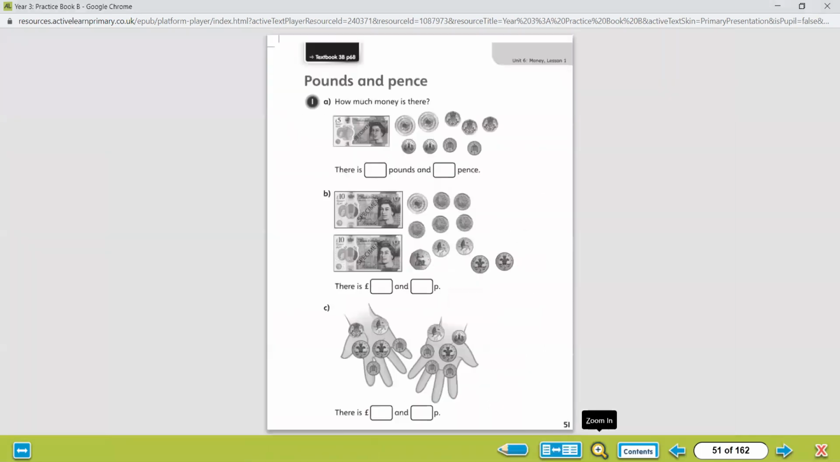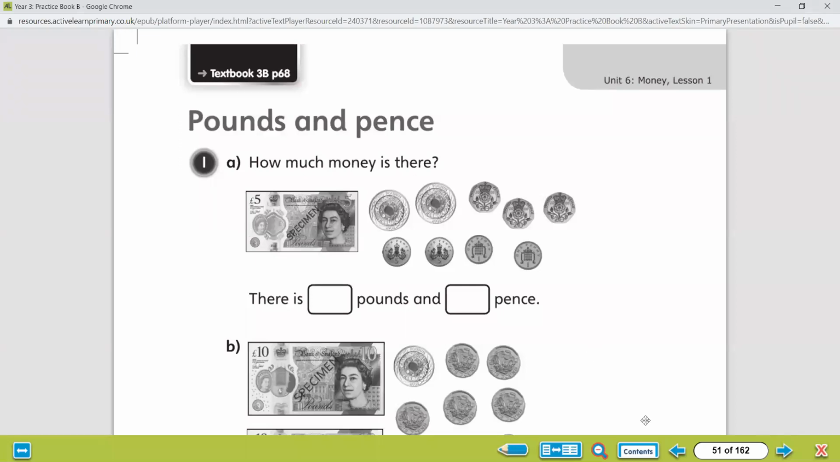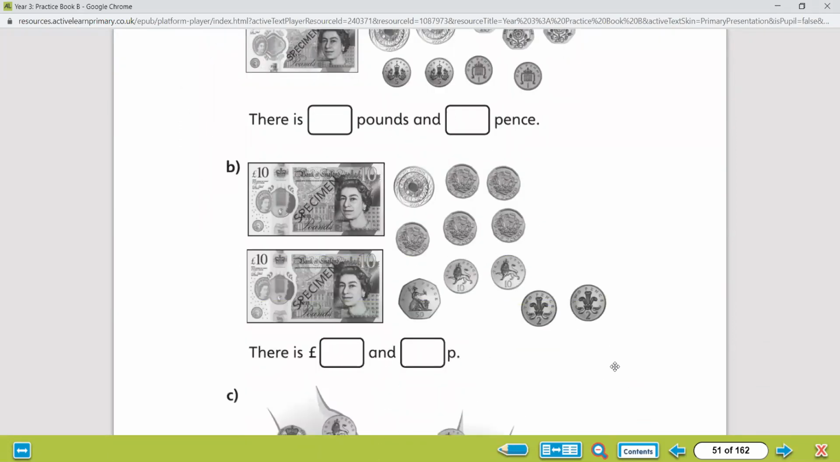Okay. I'd like you to pause the video because I'd like you to have a go at B and then C. So just pause the video on B. Remember, you've got to add up the pounds. So we've got some notes and we've got some coins that are pounds. And then this is your pence. Pause the video and have a go. Okay, well done. Did you get 74 pence here? I'll give you a clue, you should have done.